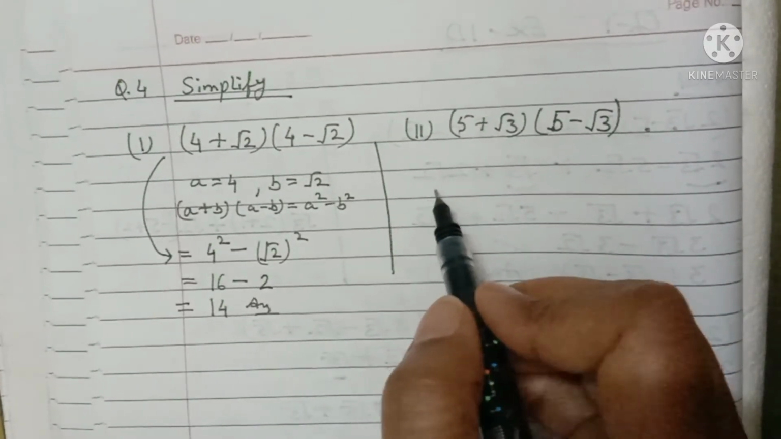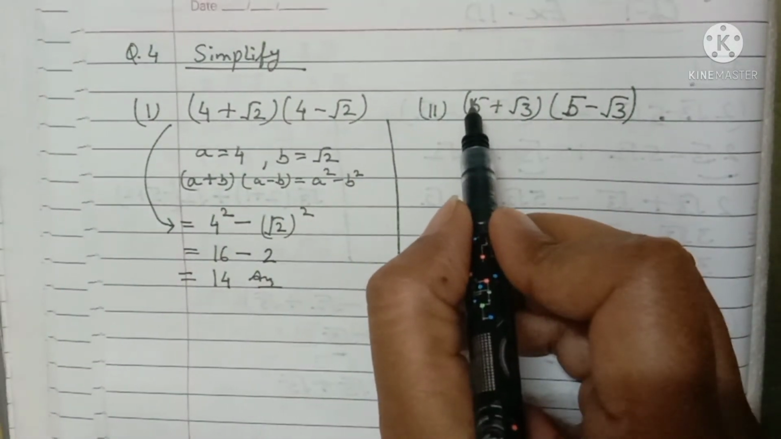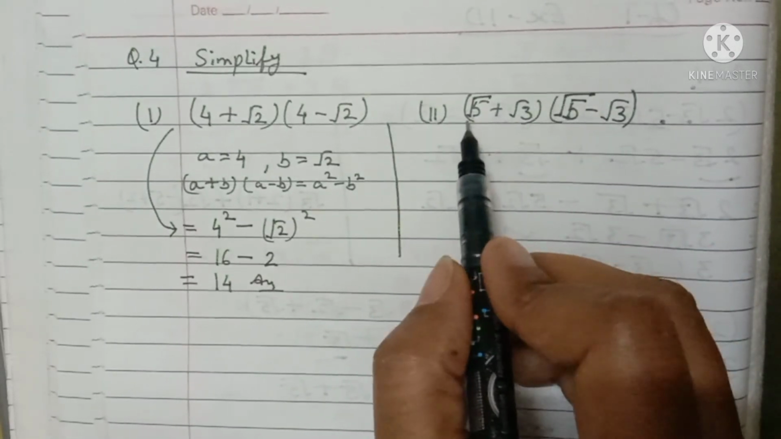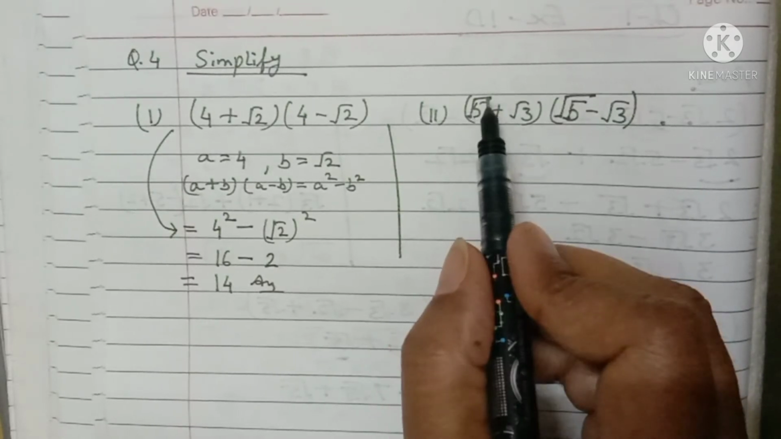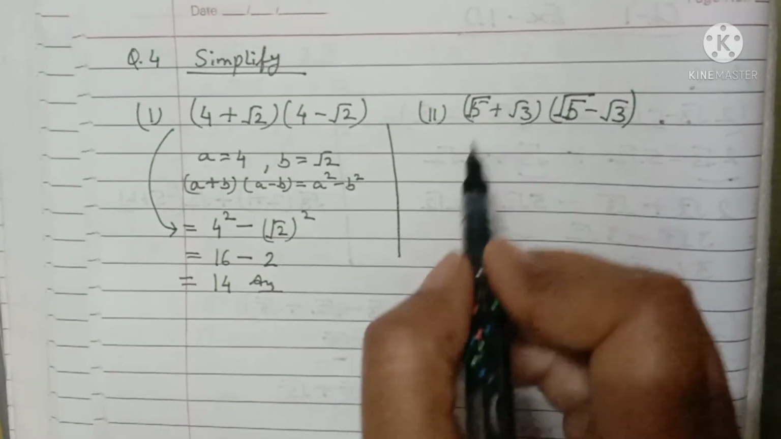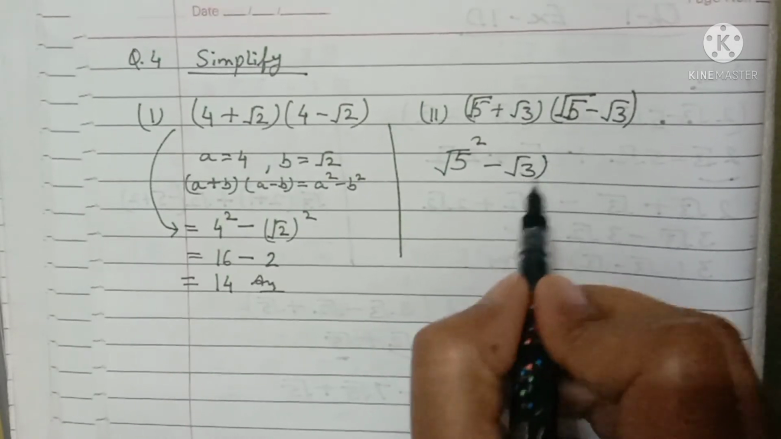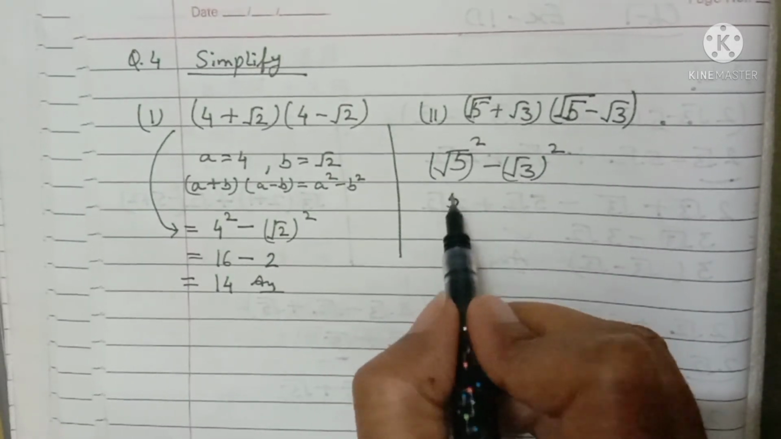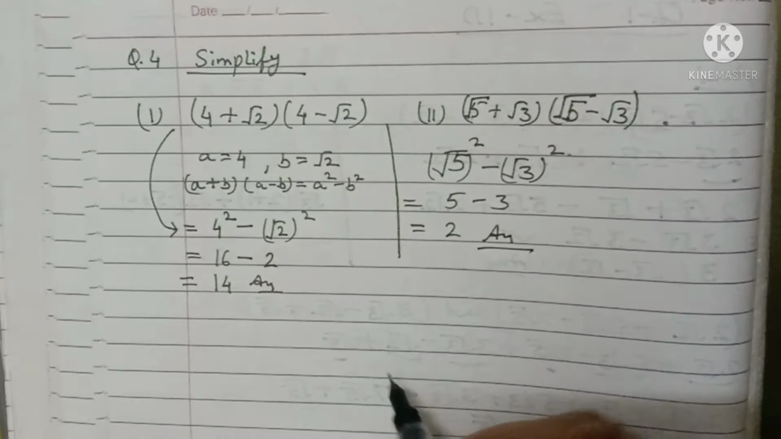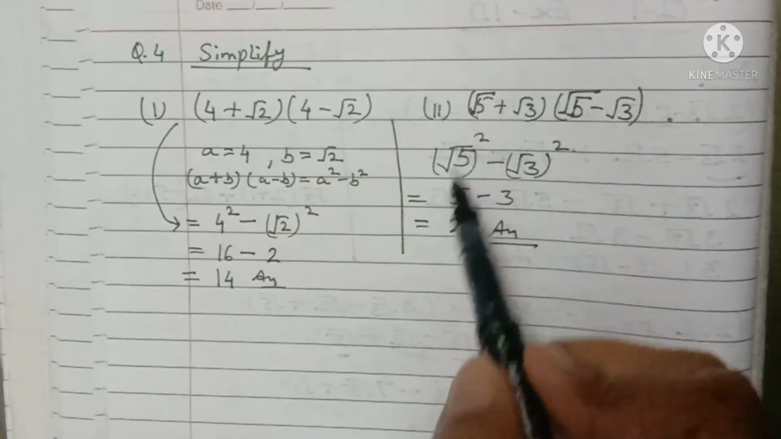I think you can solve by yourself. Students, this is root 5, not 5, root 5, and here also root 5 in the second part. When it is root 5, then squaring of root 5 you will get 5, and squaring of root 3 you will get 3. So 5 minus 3, now I am doing root 5 square minus root 3 square. So this becomes 5 minus 3, you will get 2 answer. Okay, now do it correct.